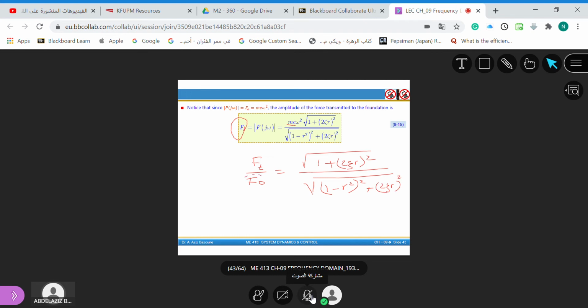Now, since this term is equal to M E omega squared, you can take it here and you will obtain this equation. In this case, you will see the transmitted force to the ground. What transmitted force to the ground? The value of the transmitted force to the ground.